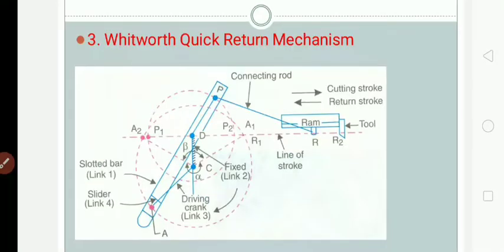Next, let's see another quick return motion mechanism, which is the Whitworth quick return motion mechanism. It is also used for obtaining quick returns, like the crank and slotted lever quick return motion mechanism. Here also, let us see what the different elements are.